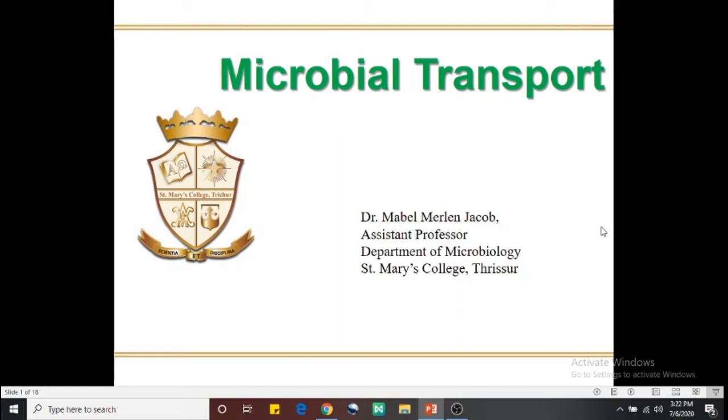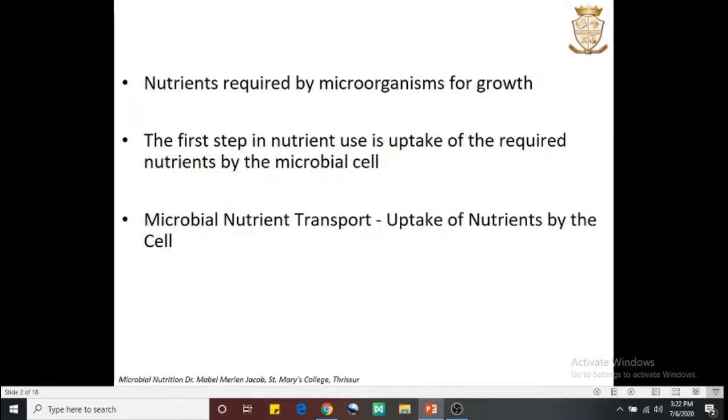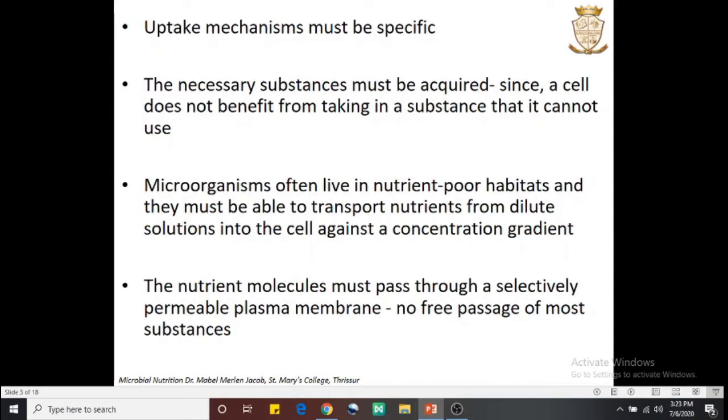Hello all, today we will be discussing microbial transport. Microbial nutrient transport is the uptake of different nutrients required by microorganisms for growth. The first step in nutrient use is of course the uptake of these nutrients from the environment to the microbial cell. Different mechanisms are used for taking in the nutrients as per the cell requirement.